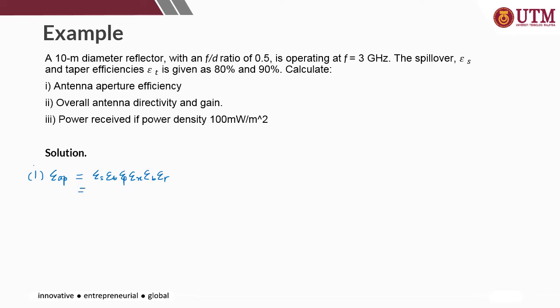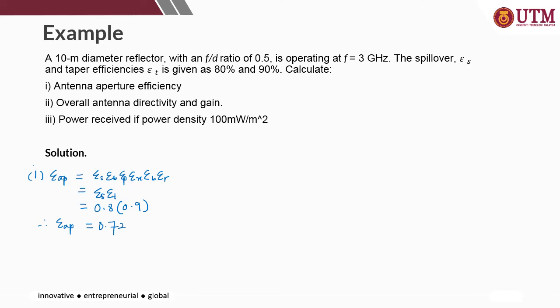In this case, it is equal to epsilon S multiplied with epsilon T, which is 80%, that is 0.8, multiplied with 90%, that is 0.9. So then epsilon AP is equal to 0.72.